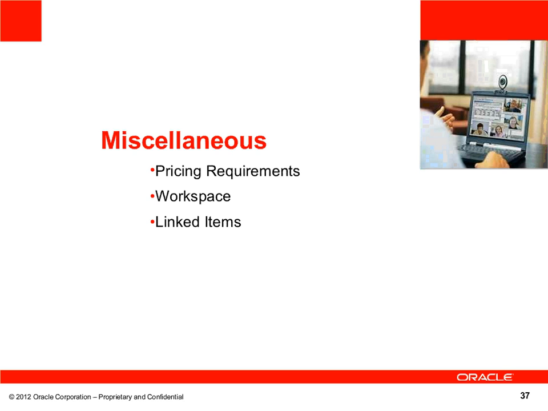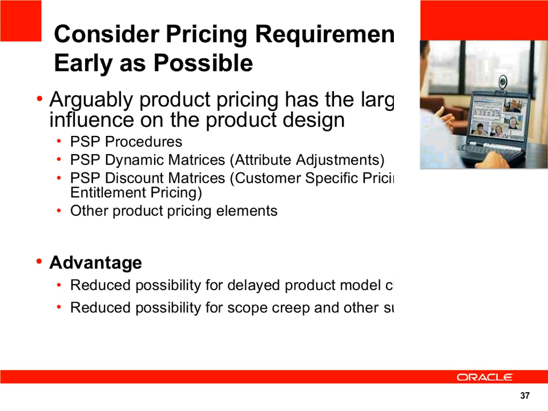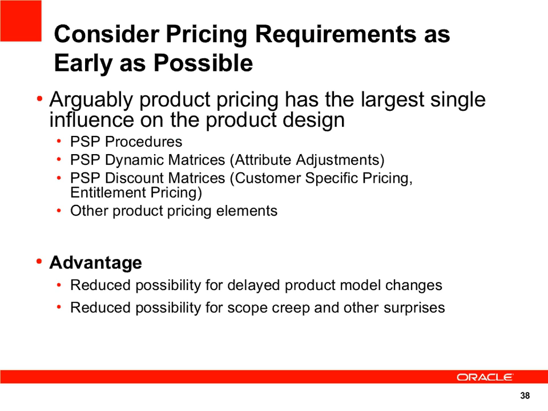Miscellaneous, the last one for today. The first one is very important from my point of view. Consider pricing requirements as early as possible. It has a very large single influence on the product design. A typical question for you is, for instance, you can design a product with child items, or you can do the same with attributes. What do you want to do?